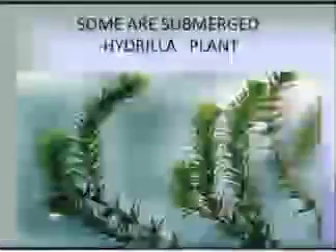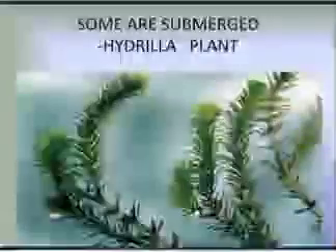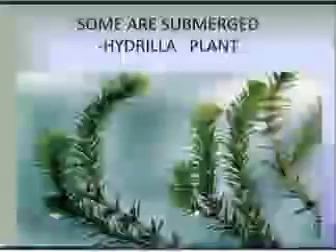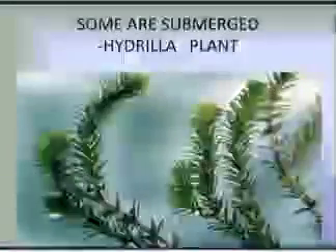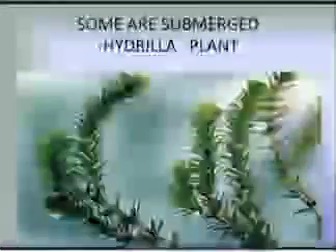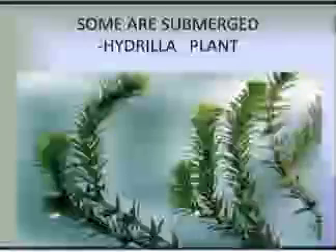Now, another type of plants found in these aquatic habitats are submerged plants. In this case, all plant parts are underwater. They have narrow, thin leaves. They have roots to hold the plant in the same place. For example, hydrilla and pondweeds.